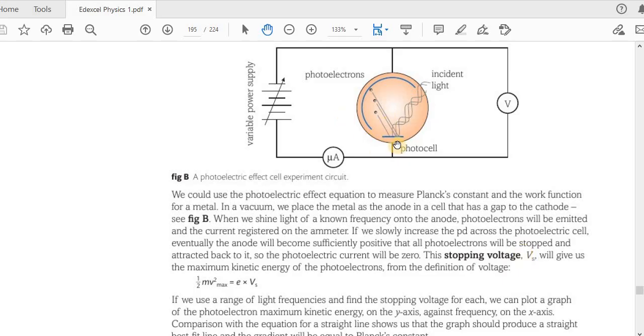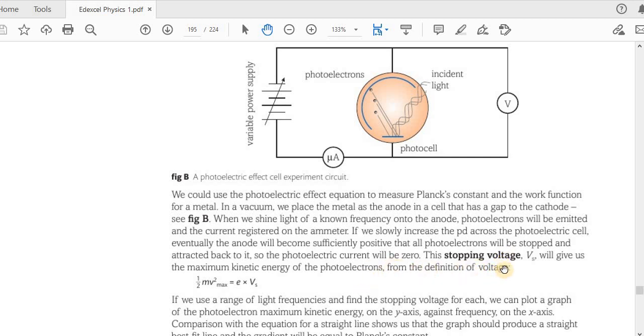So no photoelectrons are emitted, because we adjust this so that this side becomes more and more positive, and this side more and more negative. Photoelectrons will be stopped and attracted back to it. They can be repelled from this side so that they go back. So the photoelectric current will be 0. The reading here will be 0. This is the potential difference at which this happens. Remember I told you that we can adjust this, and that will change the potential difference, because this voltmeter is measuring the potential difference across the variable power supply.